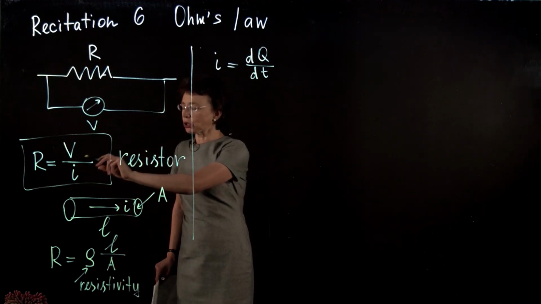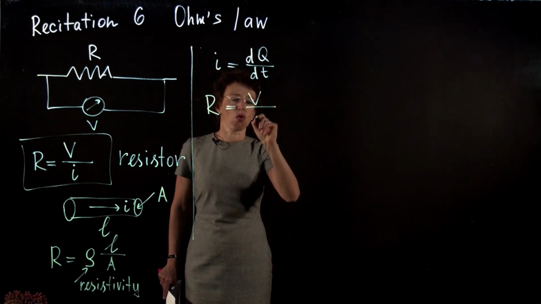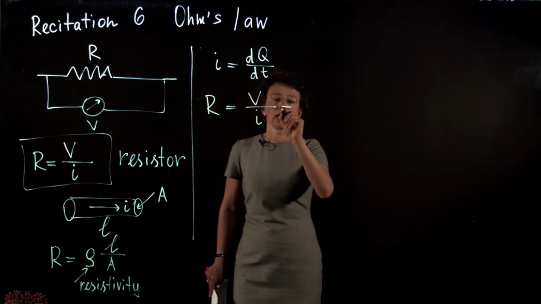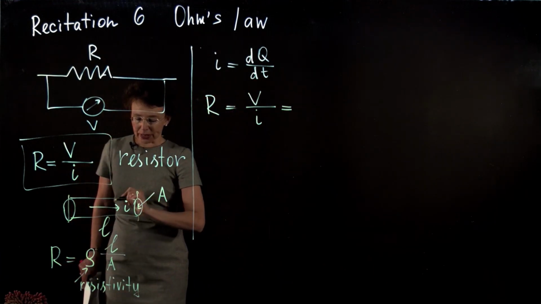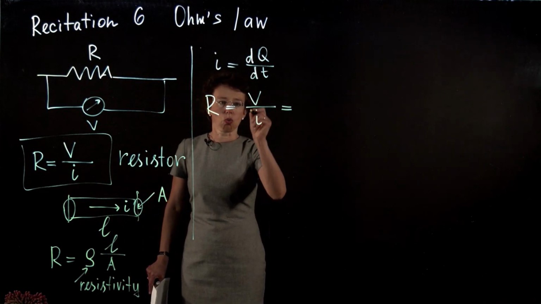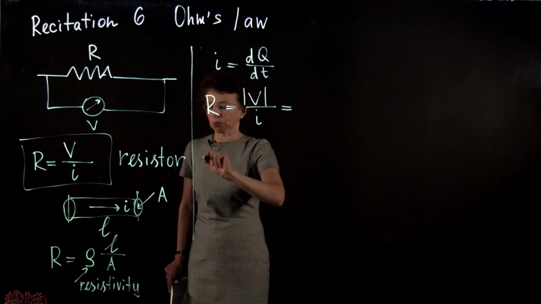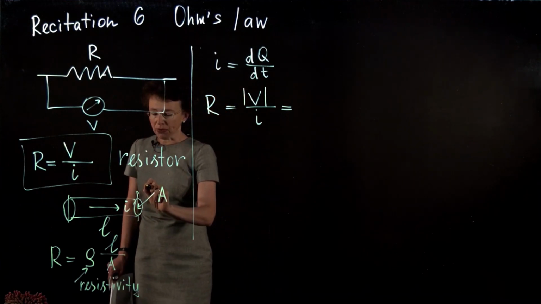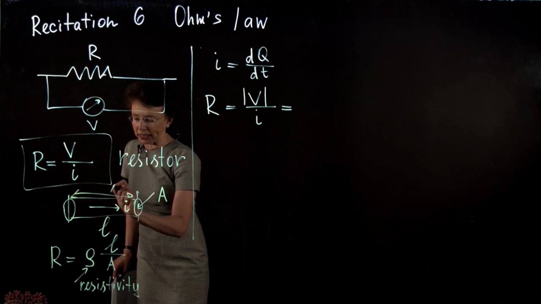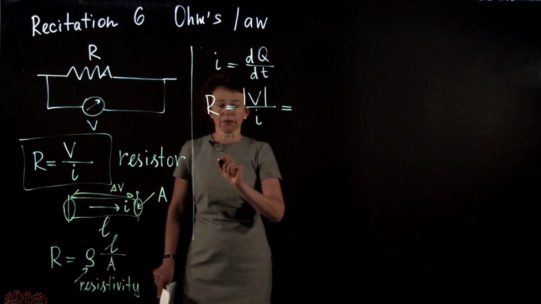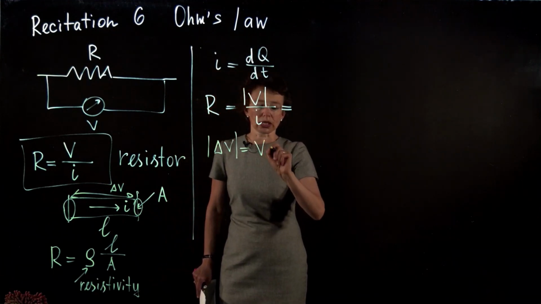So what I will do, I will rewrite the resistance as the ratio of voltage and current. If I write the difference in the electric potential, or voltage, here we have an absolute value, by the way. Resistance is positive by definition. So if I write delta V, the difference in the electric potential across this resistor, or in this formula it will be just V.